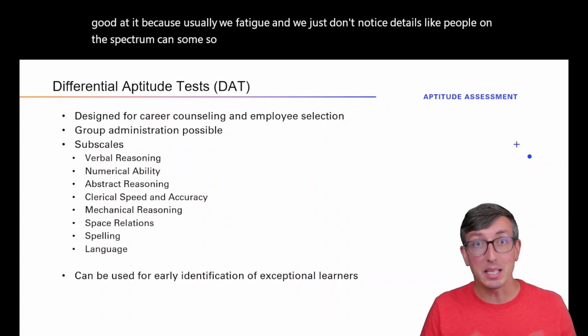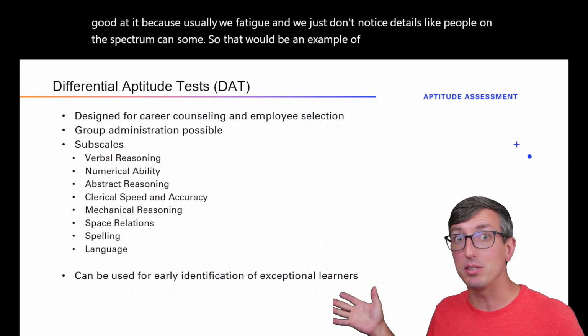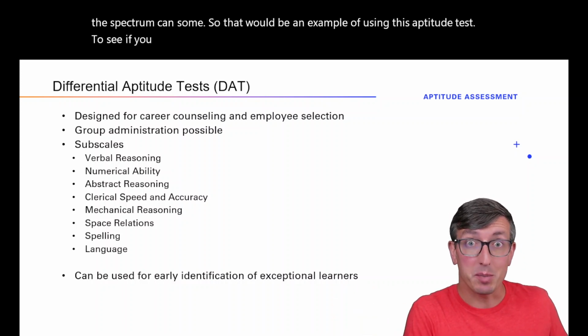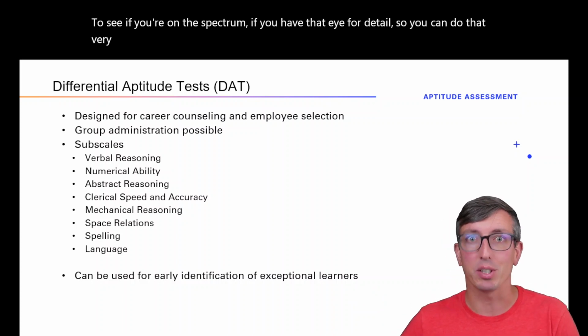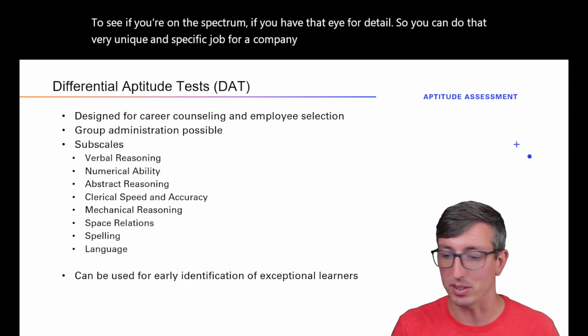So that would be an example of using this aptitude test to see if you're on the spectrum, if you have that eye for detail, so you can do that very unique and specific job for a company like Microsoft or whatever.